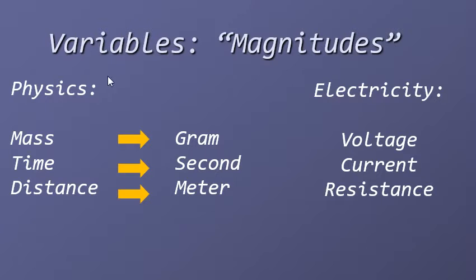For example, we have in physics, you can measure the mass and you use the gram, or maybe you can use the time and the unit is the second, distance, the meter. So you have different things that you can measure. In electricity, we're gonna use three variables, and the variables are voltage, current, and resistance. Okay, so let's start to remember what electricity is.